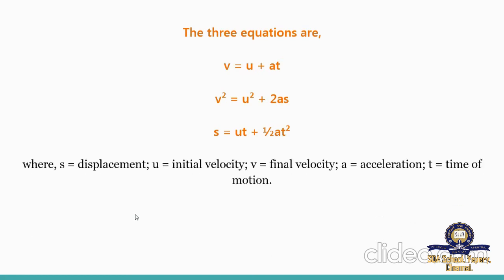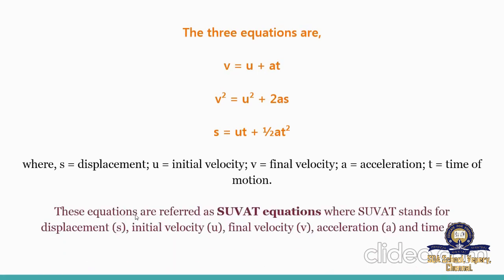Here S is displacement, U is initial velocity, V is final velocity, A is acceleration and T is time of motion. And these equations are referred to as SUVAT equations, where S is displacement, U is initial velocity, V is final velocity, A is acceleration, and T is time. Thus, they can be referred to as SUVAT equations.